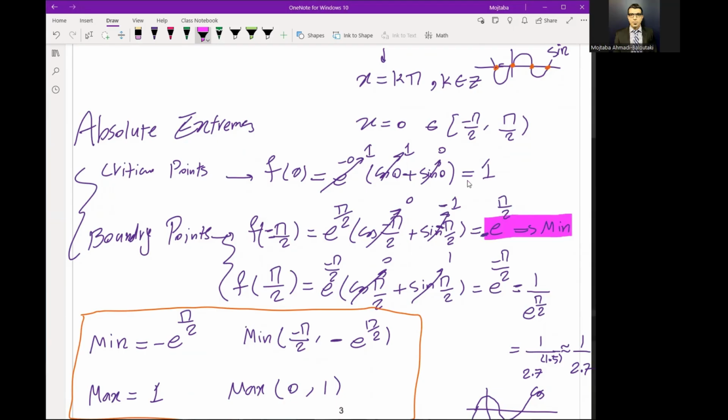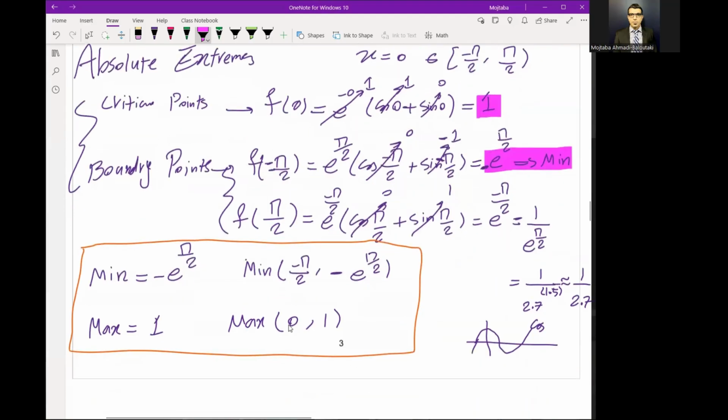And our maximum is going to be between these two. This is 1 over e raised to this value, right? And this is 2.7 raised to, let's say, this pi, which is 1.5. So that would be 1 over this value. So that means this is larger. So we have our maximum to be 1, our minimum to be this value. Maximum occurs at point 0, right? And then minimum, this value occurs at this point minus pi over 2. There you go. That's question 5.